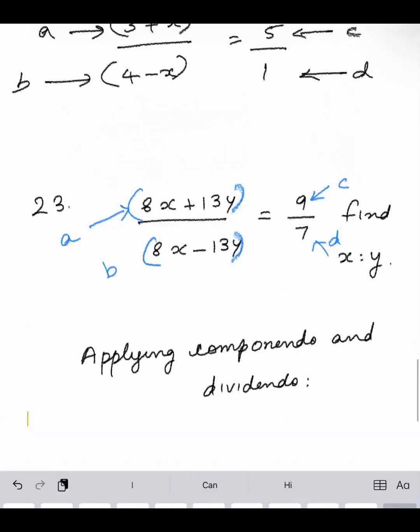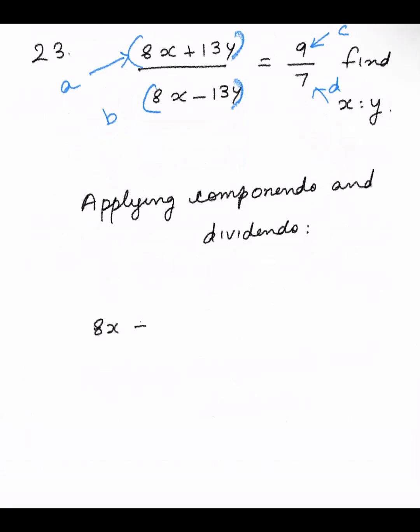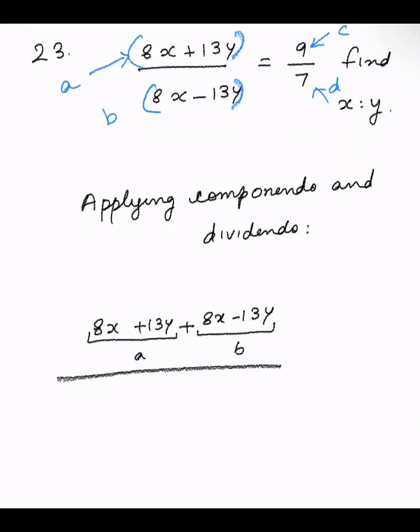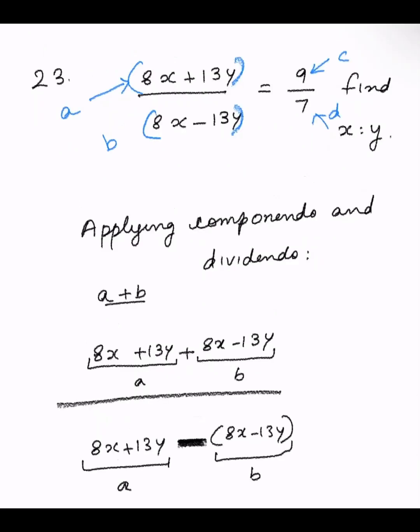A is 8x plus 13y, plus B. B is 8x minus 13y. So I have written, this was my A and this is my B, so A plus B, divided by 8x plus 13y minus 8x minus 13y. So here it is A minus B. Okay, I'll write the rule again then. A plus B divided by A minus B equal to C plus D divided by C minus D. Okay, this is the rule.